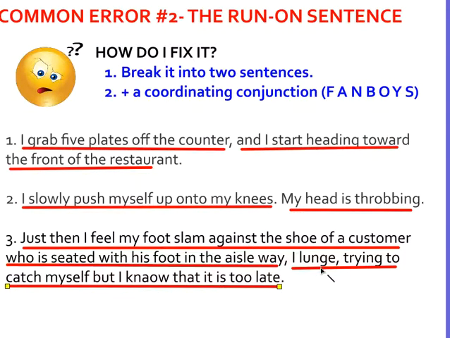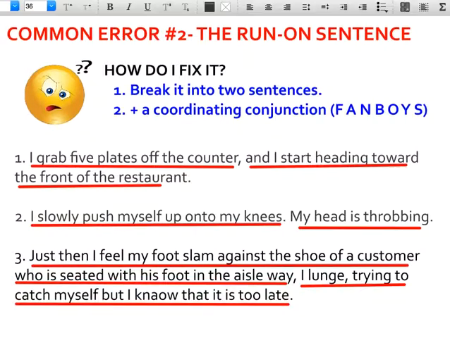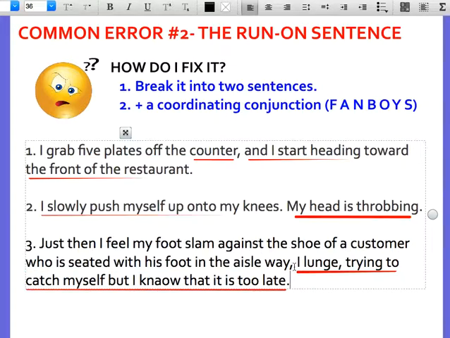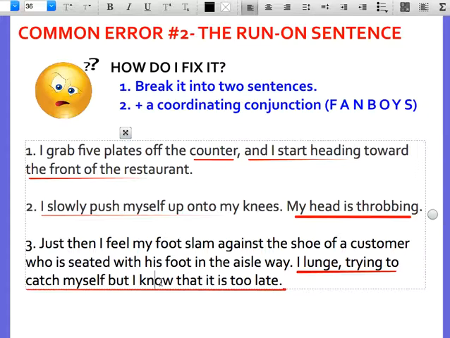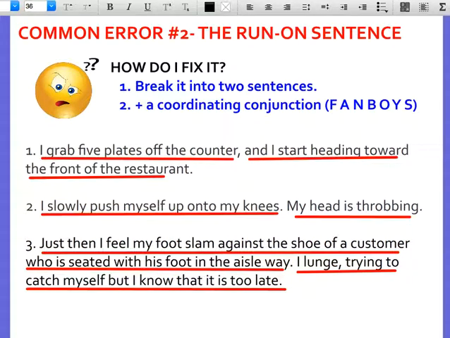So my 2 sentences have a little bit extra added to them, so it's a little bit hard to identify where they are. But I need to either add a conjunction here or break these into 2 sentences. Since they're so long already, I'm just going to break it into 2 sentences. So just then, I feel a foot slam against the shoe of a customer who is seated with his foot in the aisleway is 1 sentence. And I lunge, trying to catch myself, but I know, let's get rid of that "A," but I know that it is too late. I am seeing common error number 2, run-on sentences, all over your drafts.